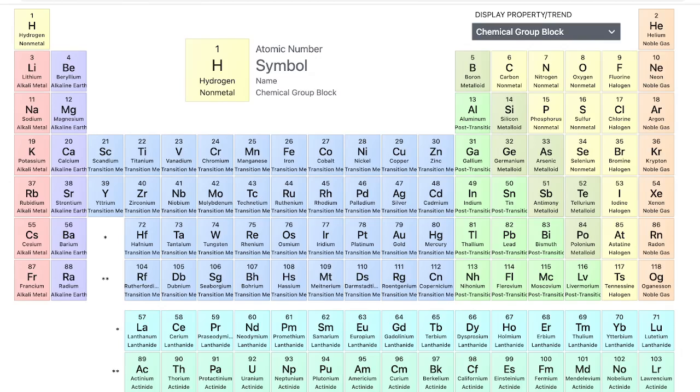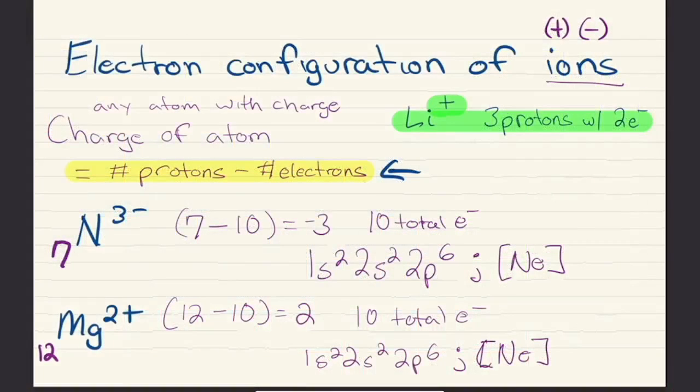Now notice in each scenario of these 2 separate elements that we have created ions with, we have a total of 10 electrons, and we find ourselves with the exact same electron configuration. Now, are these the same element? No. However, again, showing that we have the exact same electron configuration here because we have 10 total electrons for each. Now, are these the same? No. Electronically, they are the same.